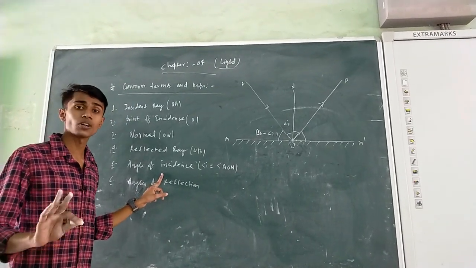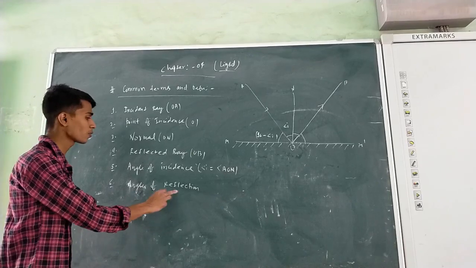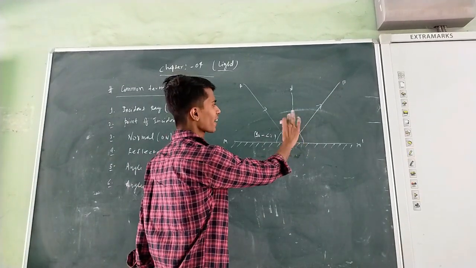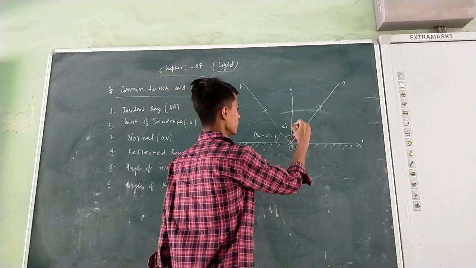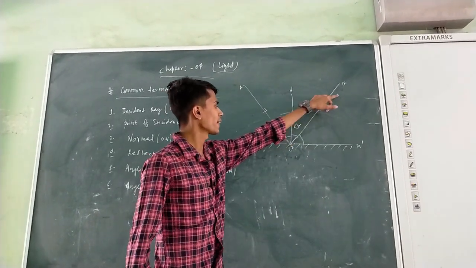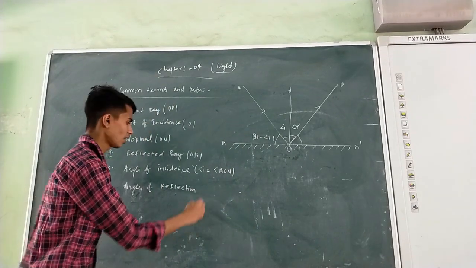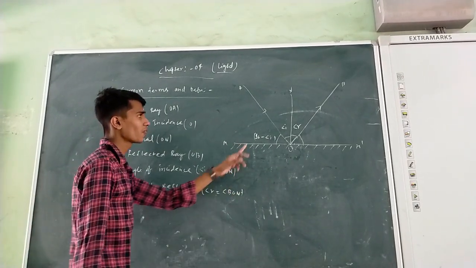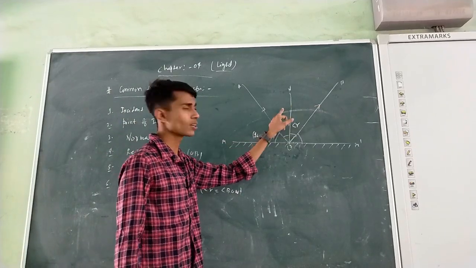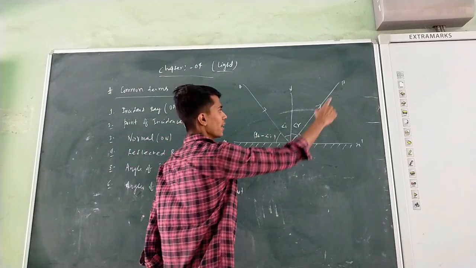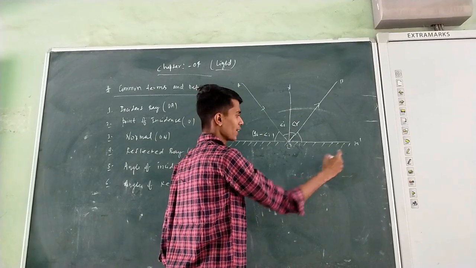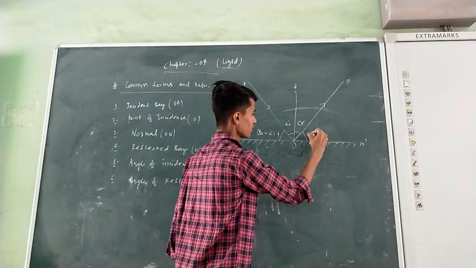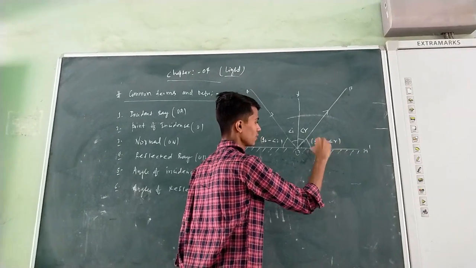The angle between incident and normal is called angle of incidence. Now angle of reflection. OB is the reflected ray. The angle between reflected ray and normal is called angle of reflection. Okay, angle BON represents angle of reflection. How to define angle of reflection? The angle between reflected ray and normal is called angle of reflection, and angle BOM dash is the angle made by the reflected ray with the surface, and it will be equal to 90 minus angle r.